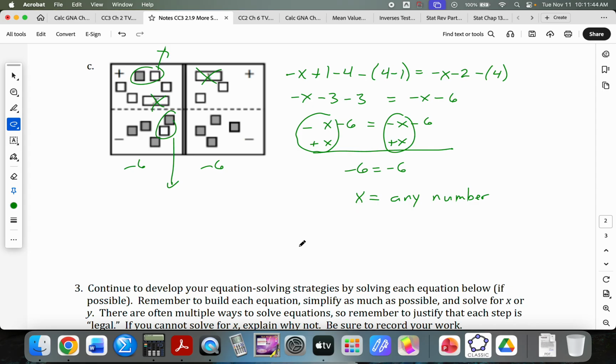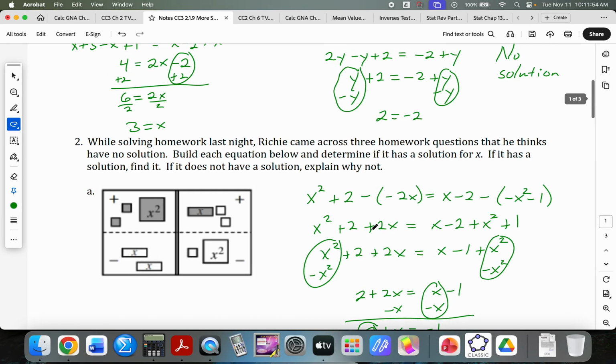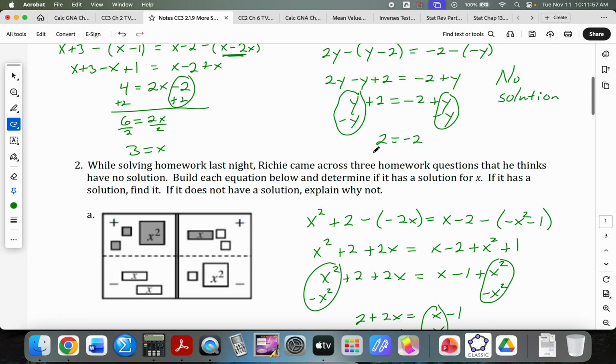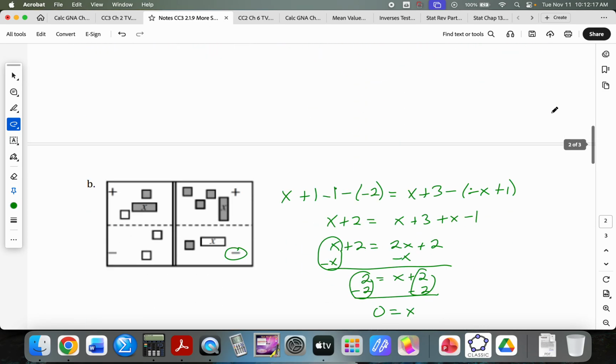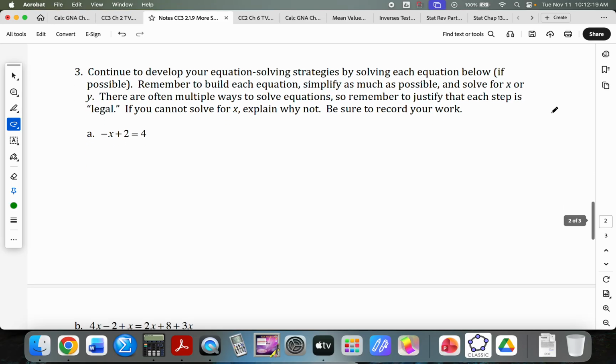All right, any questions about that? So when these two are equal, x can be anything. Go back over to the other side. If these two are not equal, there is no solution. Okay, so if your variables drop out entirely, you either get something that's always true, in which case x can be any number, or something that's never true, which means there's no solution. All right, let's move on.